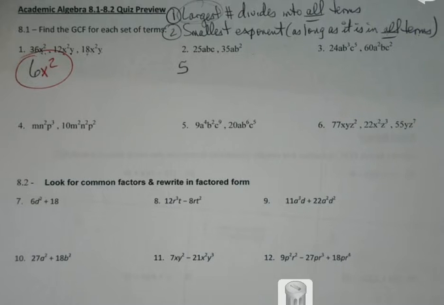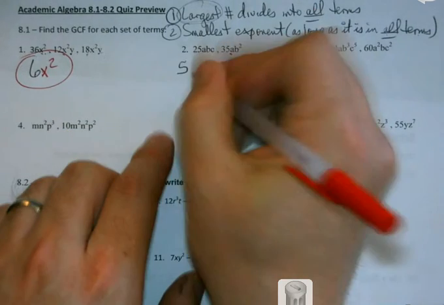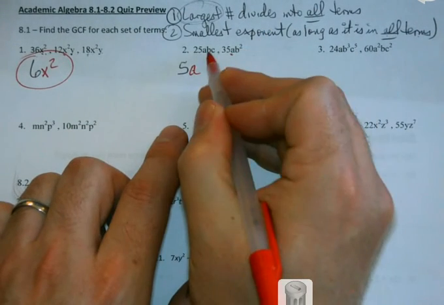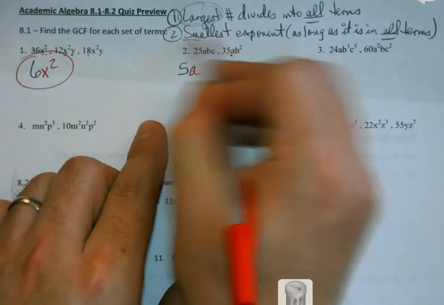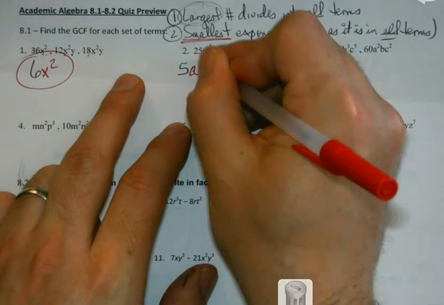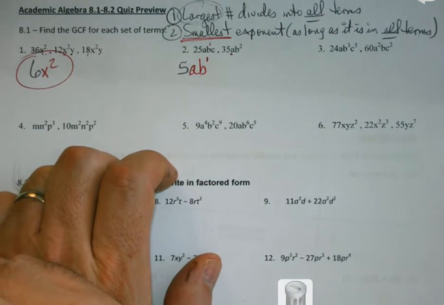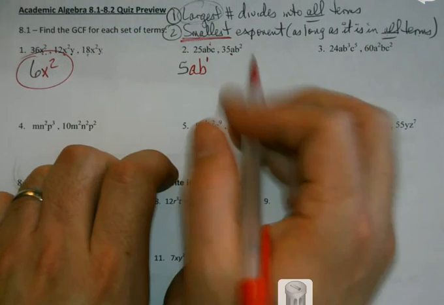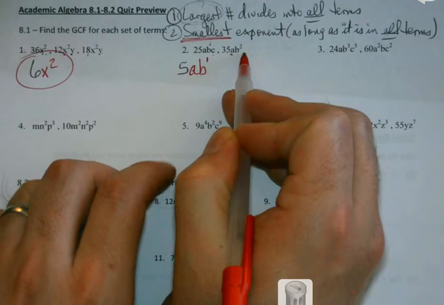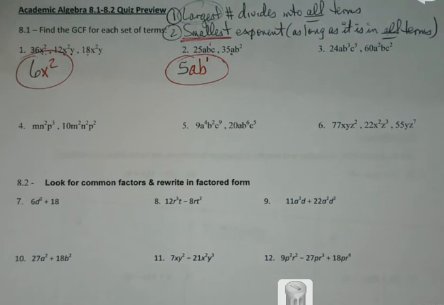But now as far as my variables go, yep, we have A's in both. And I have B's in both, but remember, it's the smallest exponent. So with B, I could put B or B to the first. Either one's fine. Do I put C down? No, because I have C here, I don't have a C here. It's got to be in all of them for me to include it. So again, going pretty decent.